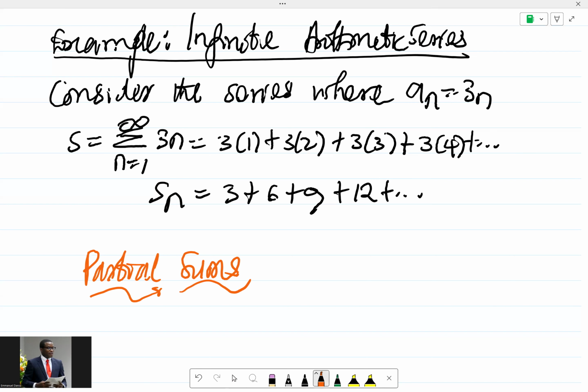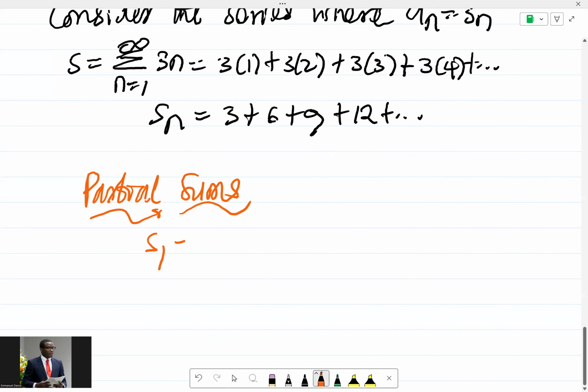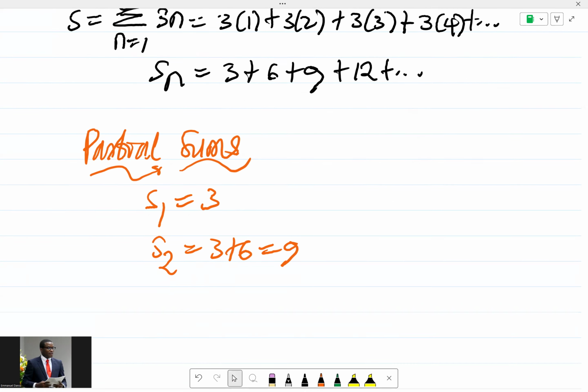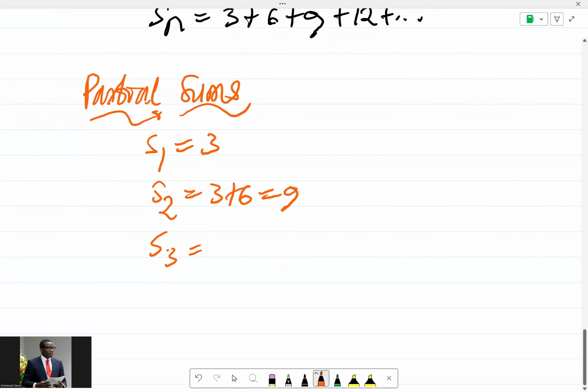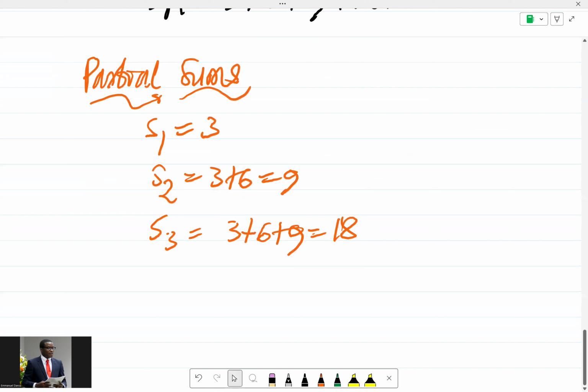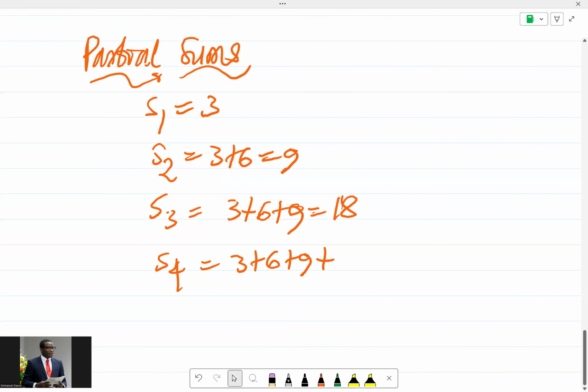Okay. So for the partial sums, S1 is simply 3. S2 is 3 plus 6, which is 9. Then S3 is 3 plus 6 plus 9, that is 18, right? Then we have S4 also. You have S4, which is 3 plus 6 plus 9 plus 12. That's 18 plus 12, which is 30.